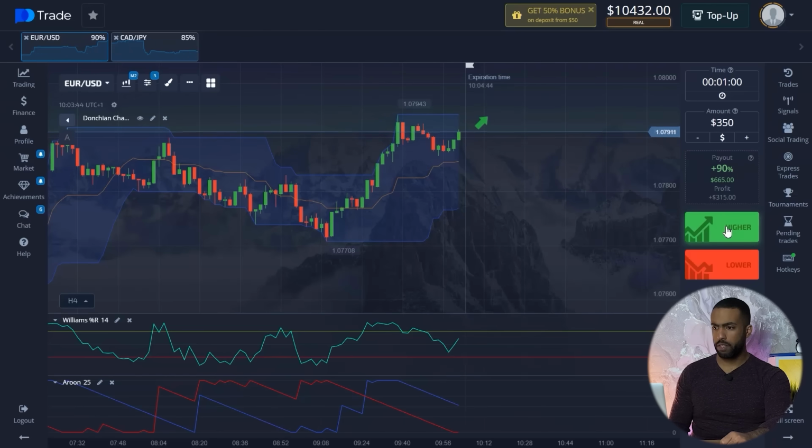Here we come, looking for the right moment. And I opened an up trade for $350 for 1 minute. This time the price was growing and the Williams indicator line was growing along with it, which gave a signal about a possible continuation of the uptrend.